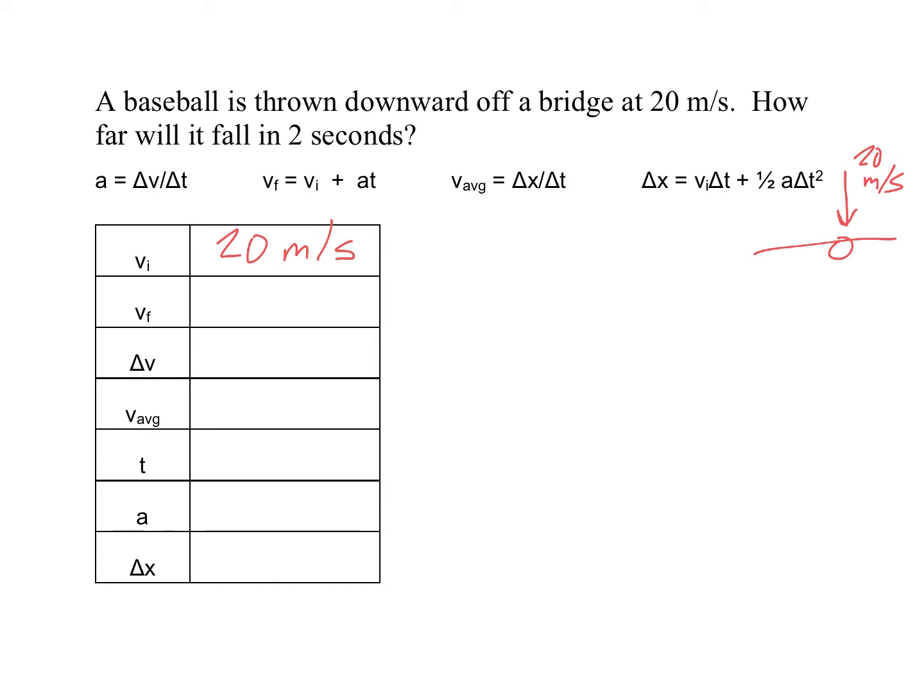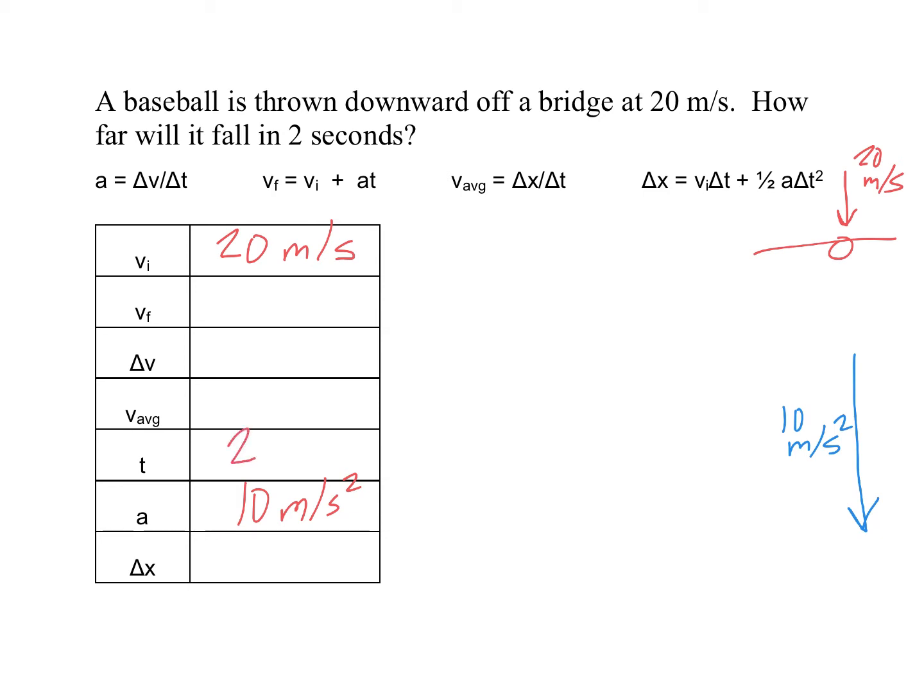And what we have to consider is how is gravity going to affect this baseball? Gravity is going to pull the baseball downward and cause it to accelerate more. In that case, because it's in the same direction, we're going to say that the acceleration is positive 10 meters per second squared. Whereas if the ball were being thrown up, we would probably want to say the acceleration is negative. But because it's in the same direction the ball's going, we're going to say it's positive.